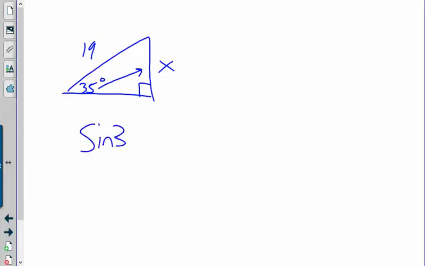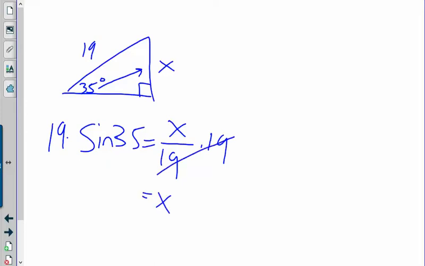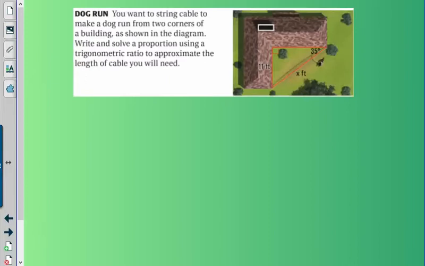Opposite over hypotenuse. And just as in yesterday, we're going to have to solve for x. This one is a nice problem because I can just multiply by 19 on both sides to get x by itself. So x equals 19 times sine of 35. Here you're just going to use a calculator. 19 sine of 35, and that is 10.89, so basically 10.9. Okay, there, we got a problem to get us going here.